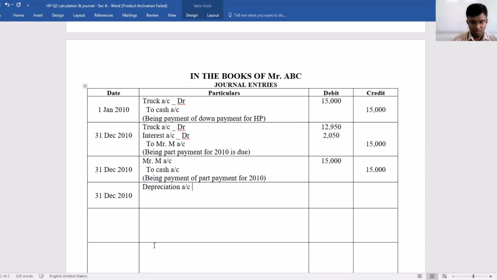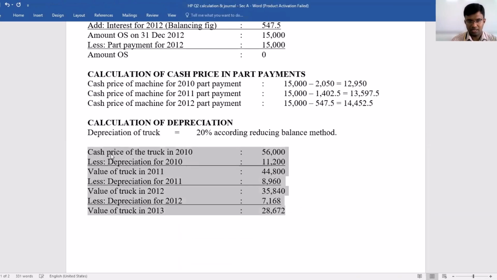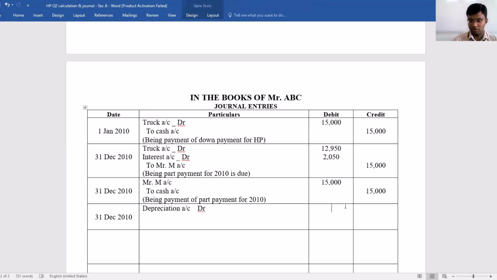Depreciation account debited. So depreciation for the first year is 11,200. The depreciation amount that we are charging for the first year, that we have computed, is 11,200, to truck account 11,200, being depreciation charged for 2010.